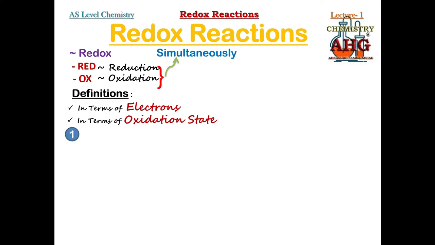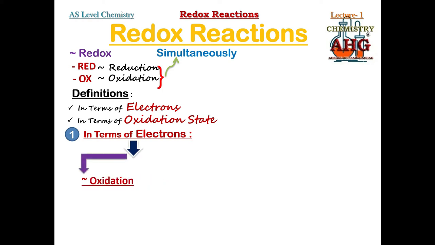Now, what you must remember is how we can define oxidation and reduction in terms of electrons. Oxidation can be defined as the process of loss of electrons. What is oxidation? It is a process of loss of electrons. Whenever electrons are lost during a chemical reaction, that is known as oxidation. And what is reduction in terms of electrons? Reduction is the gain of electrons. Whenever an element gains electrons during a chemical process, we call it reduction.